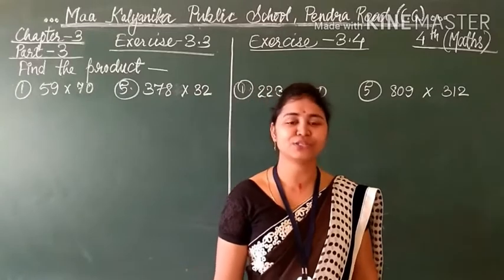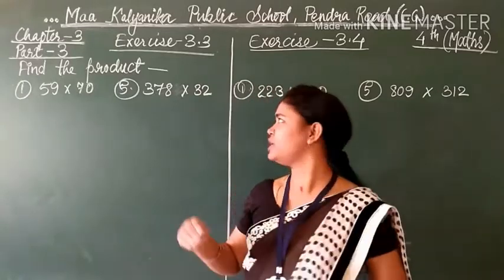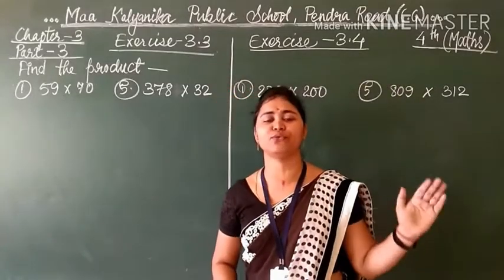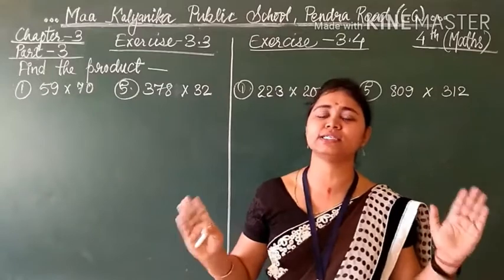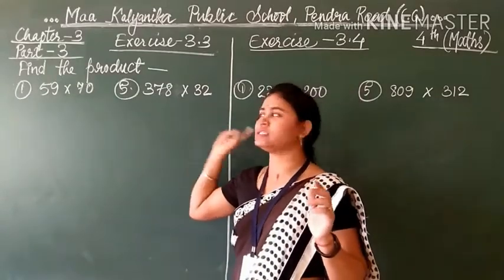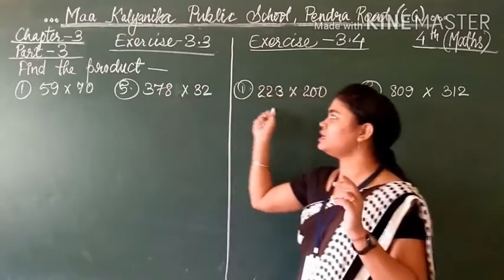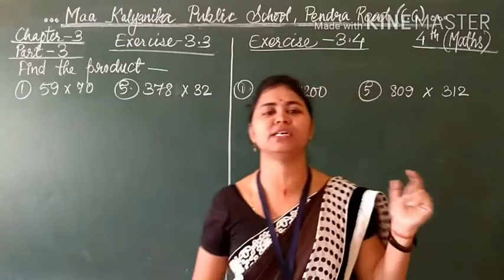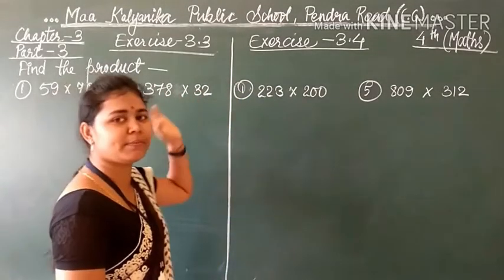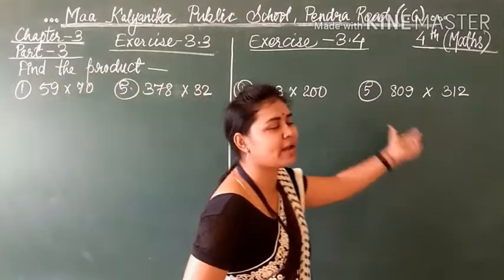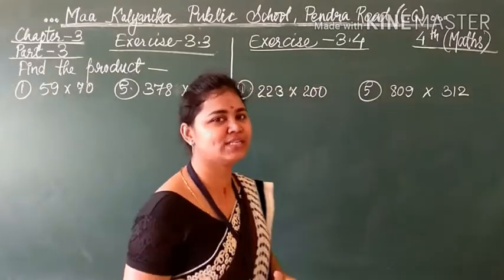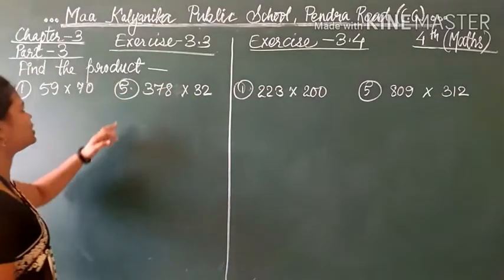Okay students? So in this video, we are going to learn how to solve exercise 3.3 and 3.4. Why have I taken two exercises, students? Because the only difference between the two exercises is the number of digits in the numbers. Here 3 digits are multiplied by 2 digits and here 3 digits multiplied by 3 digits. So students, the steps are the same. So try to understand. Let us start our first question.